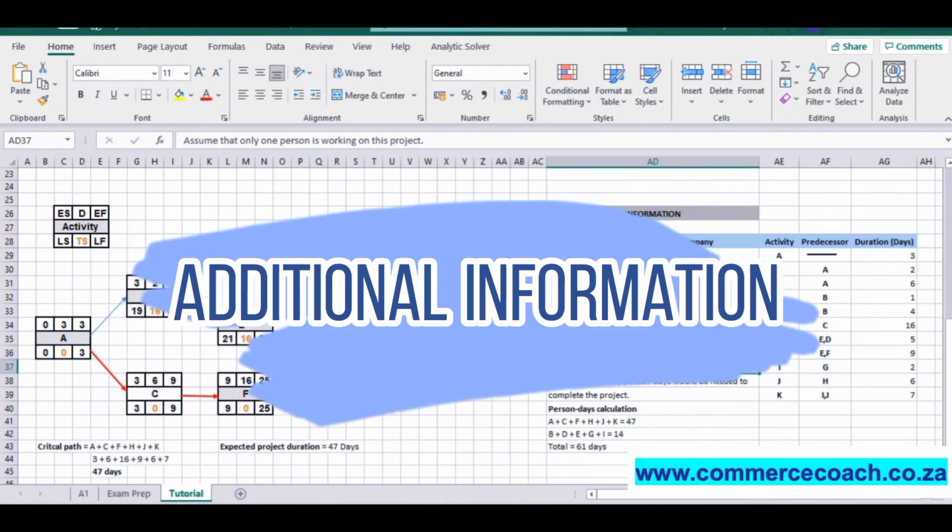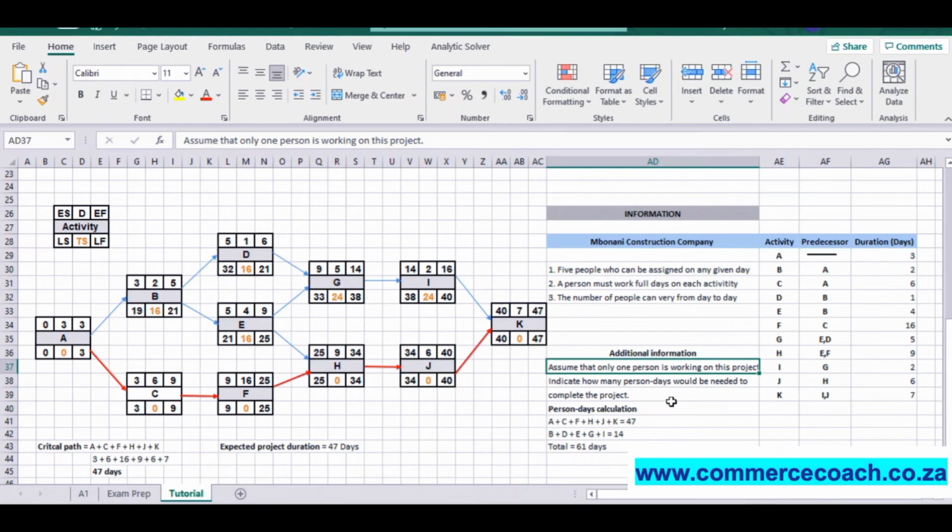Sometimes you might get a question that requires you to calculate the person days. So they'll say that you should assume that only one person is working on this project instead of 5 people. Don't panic when you see this. All that you will do is you will take all the activities that are not on the critical path and add them with the expected duration. So basically, you will say 47 plus 14 days equals 61 days. So it will take one person 61 days to complete all of these activities.